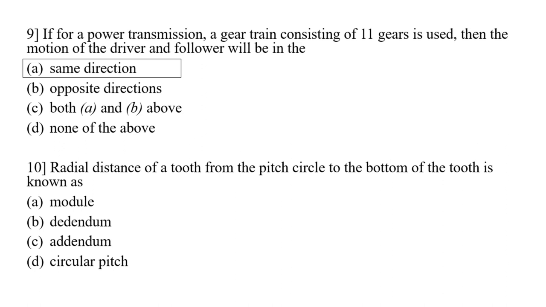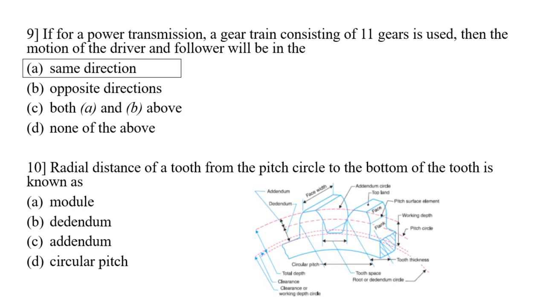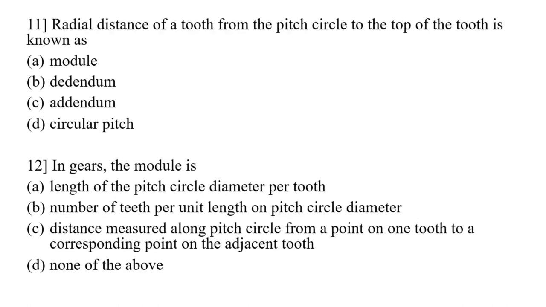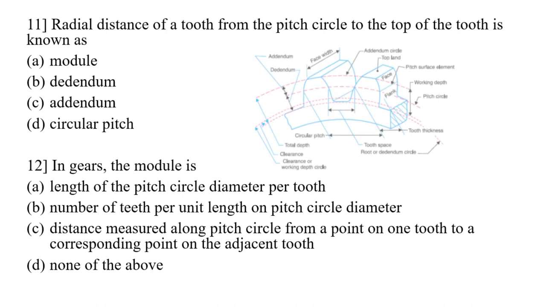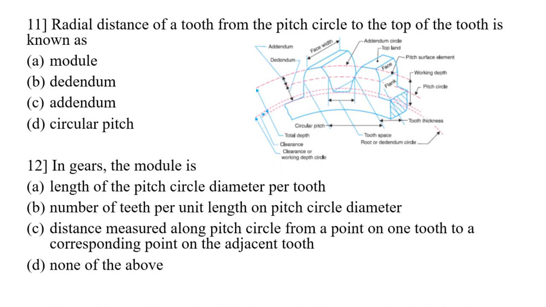Next, the radial distance of a tooth from the pitch circle to the bottom of the teeth is known as. In gear terminology we have seen that the radial distance from the pitch circle to the bottom of the teeth is known as the dedendum. So the correct option will be dedendum. Next, the radial distance of a tooth from the pitch circle to the top of the tooth is known as. From the pitch circle to the top of the teeth is known as the addendum. So the correct option will be C, addendum.